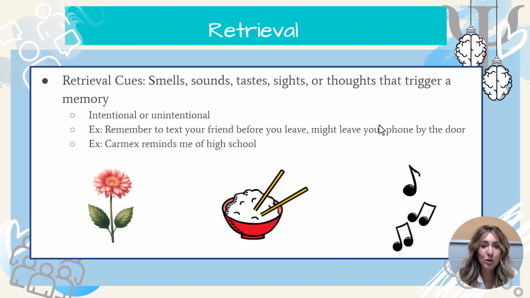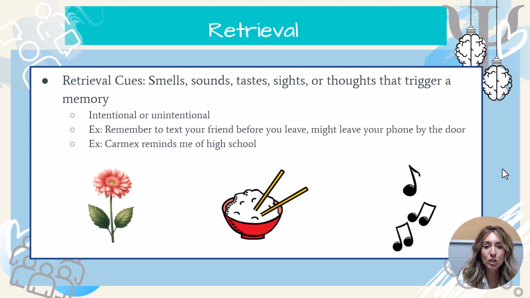Whether we're using recognition or recall, we're going to be using the idea of retrieval cues. Retrieval cues are anything in your environment or in your mind, such as smells, sounds, tastes, sights, and thoughts, that trigger a memory or trigger a specific way to remember that memory. So what are some examples of this?